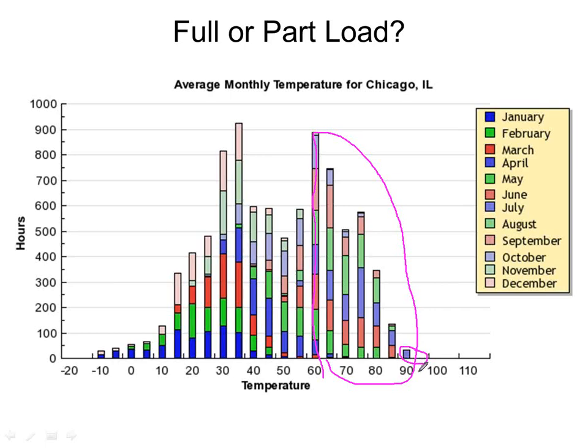It's like less than 50 hours a year. It's very, very minor. Right? The bulk of the hours are in the 65, 70, 75, 80 degree type range. So that's where I'm really concerned with my efficiency, and that's where I really should be paying attention.